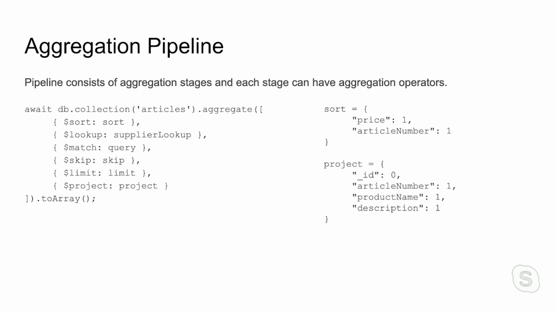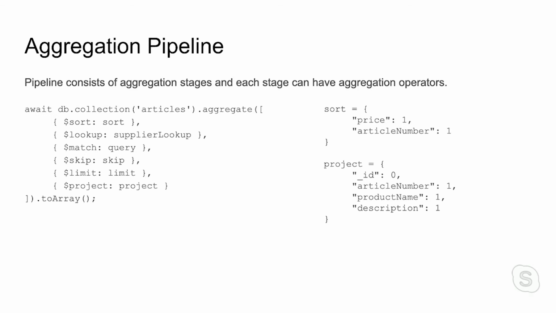This sorted data will be passed to another stage, which is the lookup. We'll look at the lookup more closely on the next slide, so just skip it for now. Then it will go to the match stage, where there's some query. The query is the same as you saw before for the find method, for example, or any other. And the set of data will be smaller again. And then skip and limit: for example, if we've got some paging on a page, first skip the first 10 documents, and then limit the rest of the set to some number.